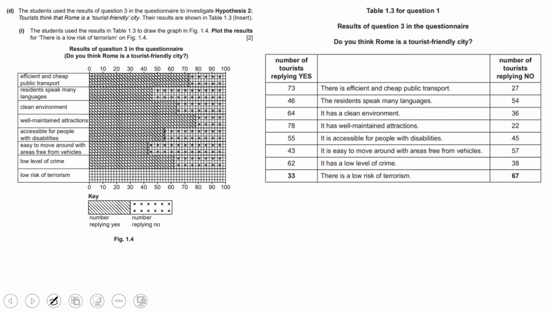Okay, the D part of this question is becoming a little bit tricky, but it's quite easy. This is just the pattern for question 4. Just read it and try to understand what they are looking out for. Now, they said the student used the result of question 3 in the questionnaire to investigate hypothesis 2. Tourists think that Rome is a tourist-friendly city. Now, their results are shown in table 1.3 insert. Now, this is table 1.3 insert beside you here. So this is what you're going to use to come to a conclusion on that hypothesis.